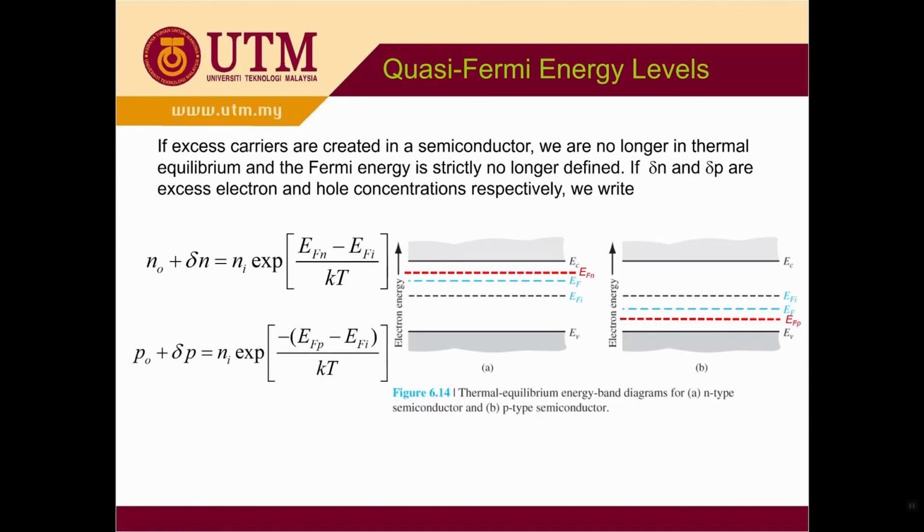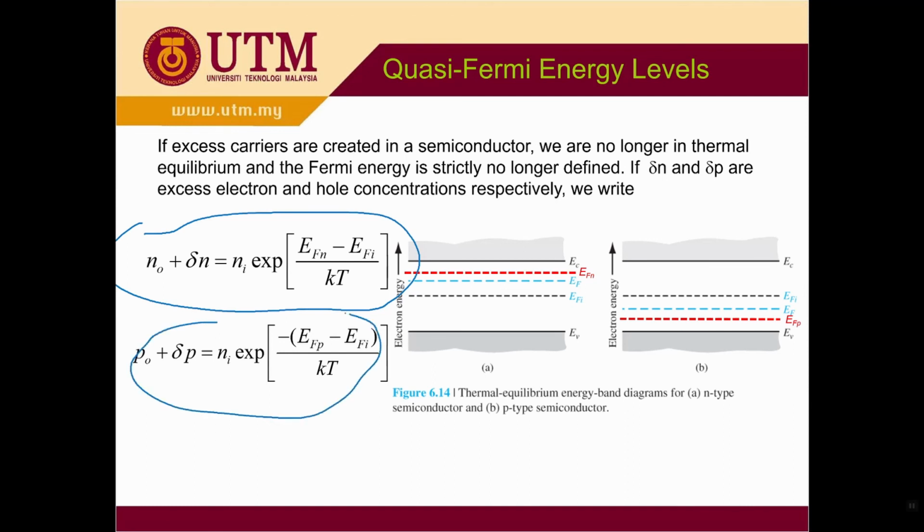So if excess carriers are created in a semiconductor, we are no longer in thermal equilibrium, like we mentioned earlier, and the Fermi energy is strictly no longer defined. Then we have delta N and delta P, the excess electron and hole concentrations respectively. Now we can write it as this, the first one and the second. If you look at the energy band diagram, we have a new line here called EFN, which is nearer to the conduction band, and EFP nearer to the valence band.